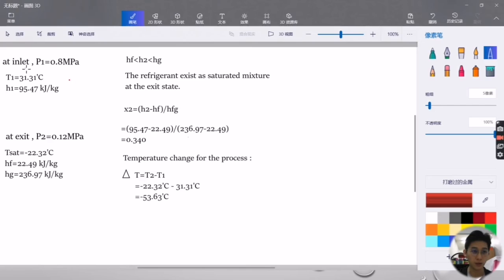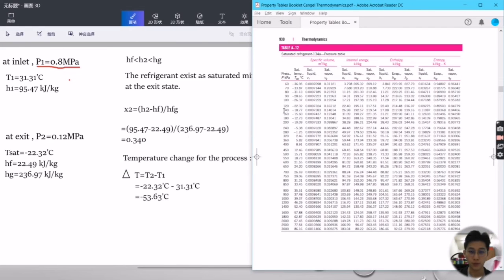So we get the pressure P1 equal to 0.8 megapascal. From this, we can get the temperature and the enthalpy from Table A-12. From A-12, 0.8 megapascal equals 800 kilopascal. The temperature is 31.31, and the enthalpy is 95.47.